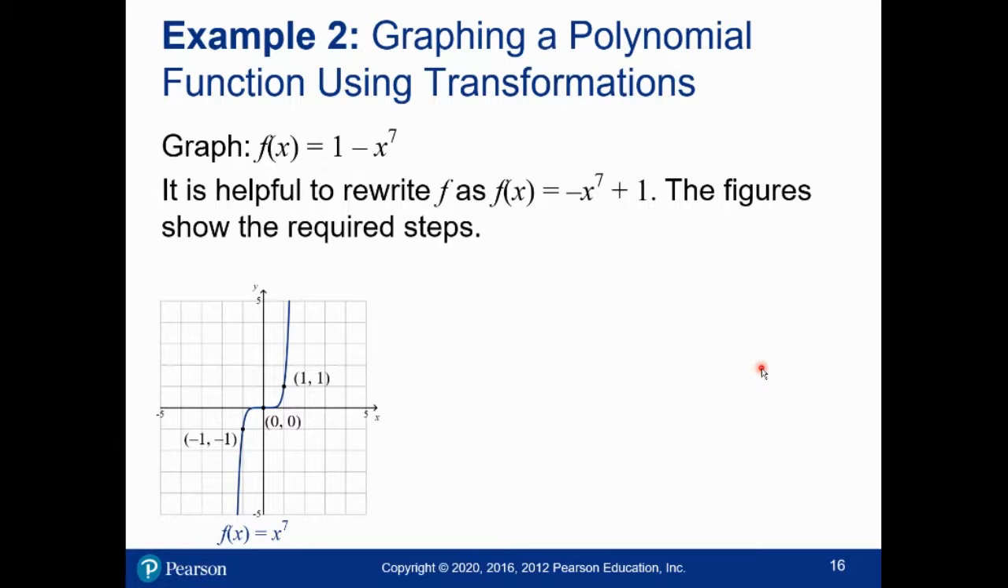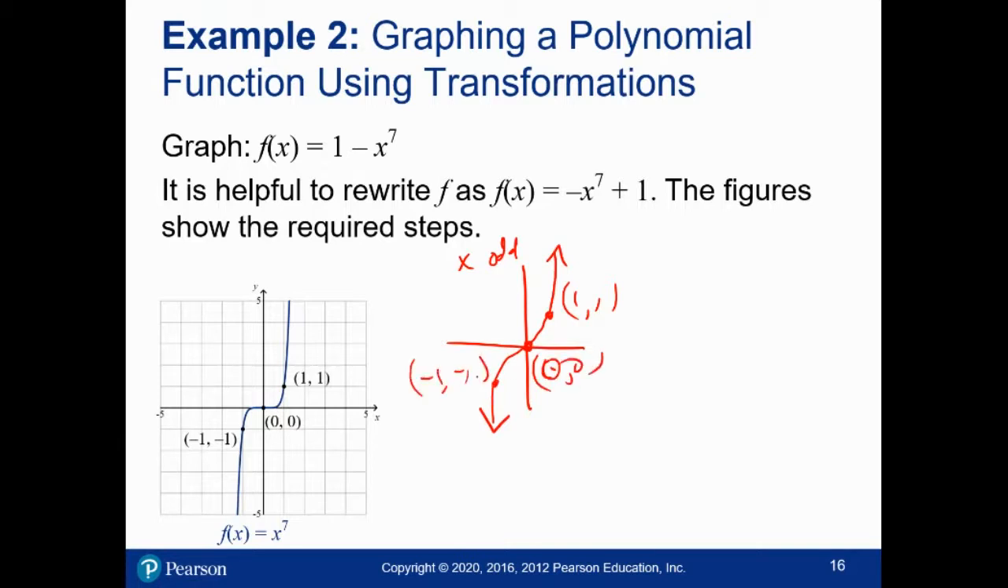Okay. This is the graph of x to the 7th. So the basic way that you know this is that, let me draw a couple in here. X to the odd power is always going to look like this. It goes through the point 1, 1. It goes through the origin, 0, 0. And it goes through the point negative 1, negative 1.